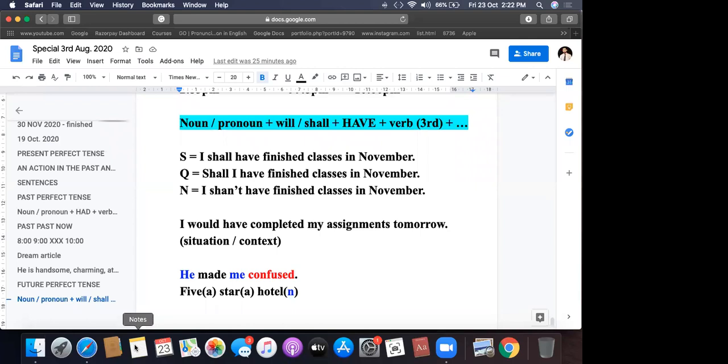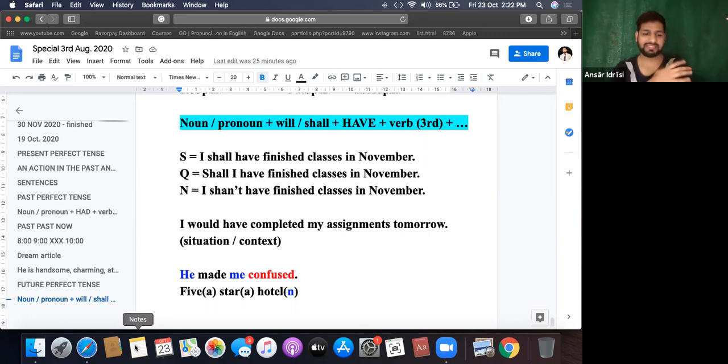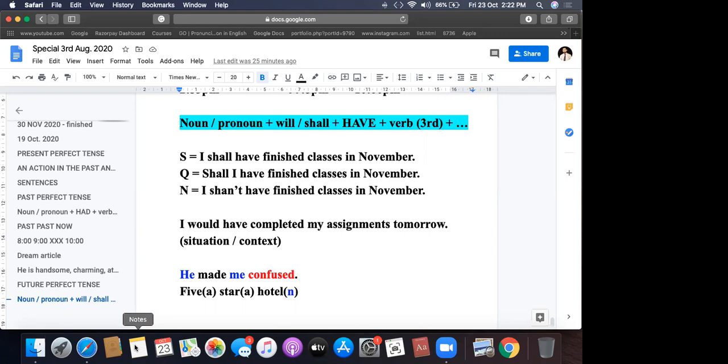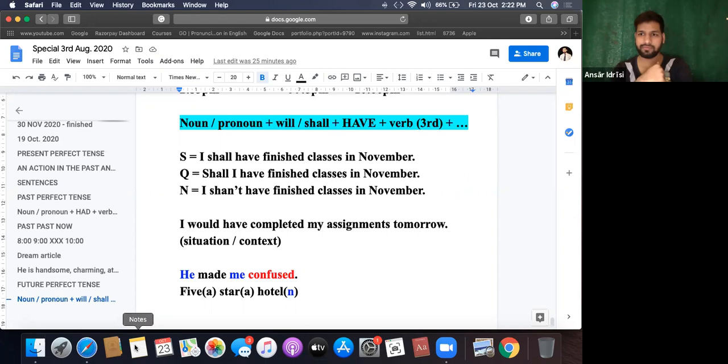They will have forgotten about the incident. Will they have forgotten about the incident? They won't have forgotten about the incident. They will have taken smoothly. Will they have taken smoothly? They won't have taken smoothly. Last round. Next.